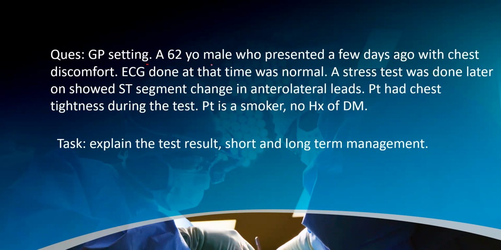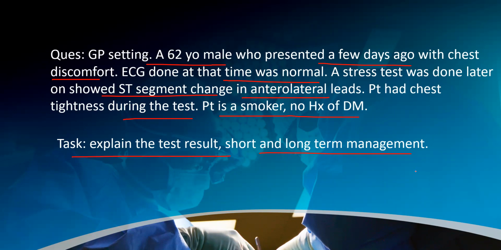So, a 62-year-old male who presented a few days ago with chest discomfort. The ECG done at that time was normal. A stress test was done later on, which showed ST segment changes in the anterolateral leads. The patient had chest tightness during the test. He is a smoker, no history of diabetes. Explain the test result and give short and long-term management.